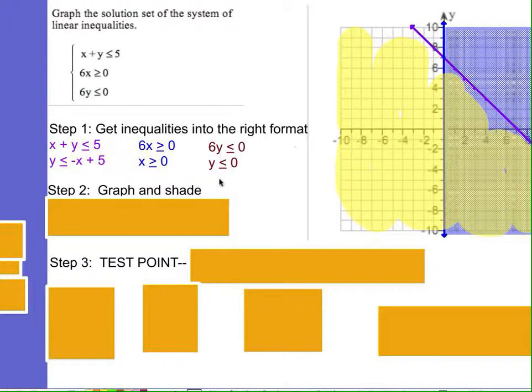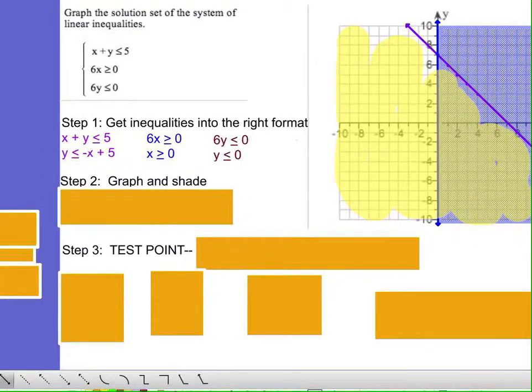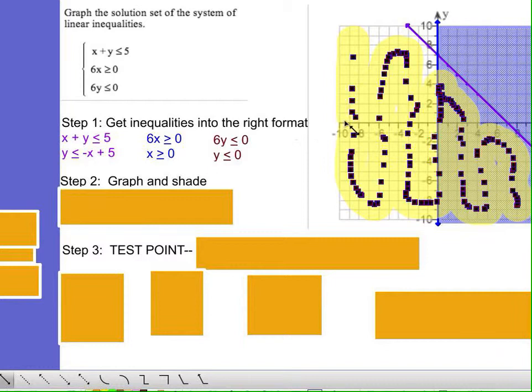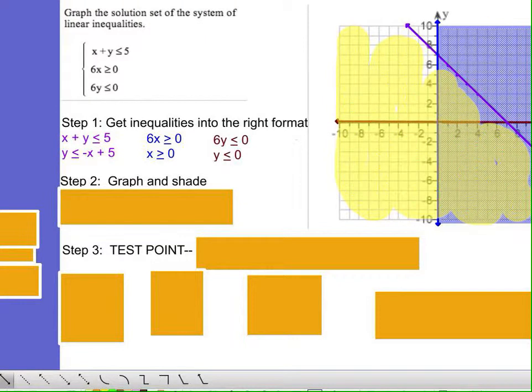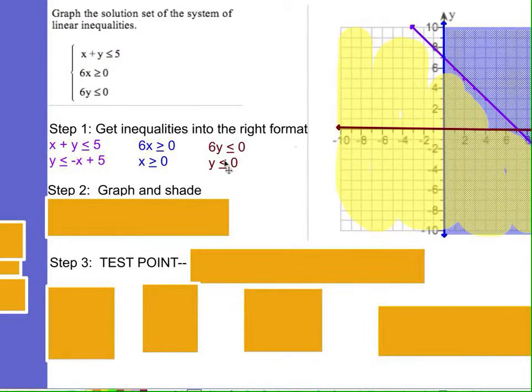Okay, my third line, y is less than or equal to 0. Again, get my line ready. It's burgundy, so let me pick burgundy for my line. Again, y is 0 right here in the middle. So I'm going to draw a horizontal line right in the middle, and that is my y is less than or equal to 0. Since I'm looking for all the numbers less than 0, I go with y is 0, and all the numbers less than 0 for y are below. So I'm going to shade below there.